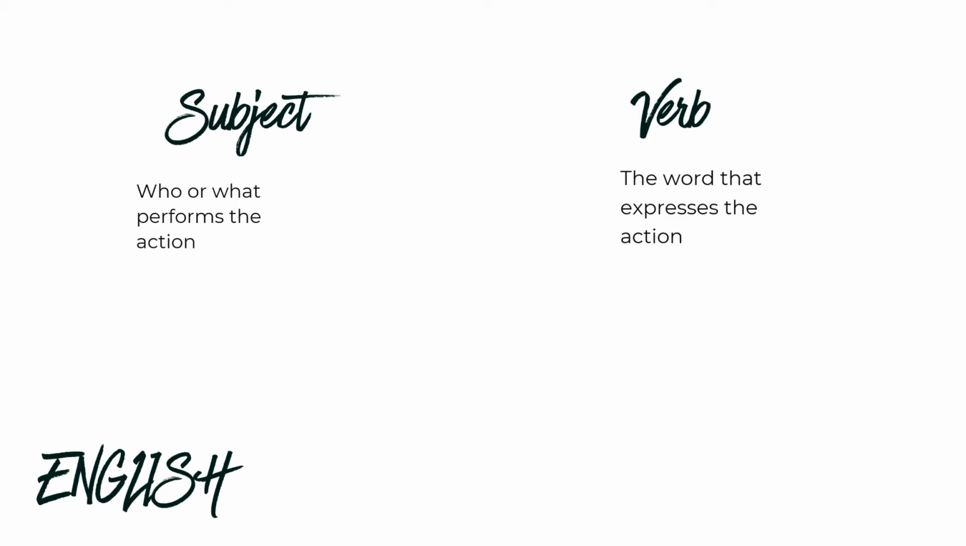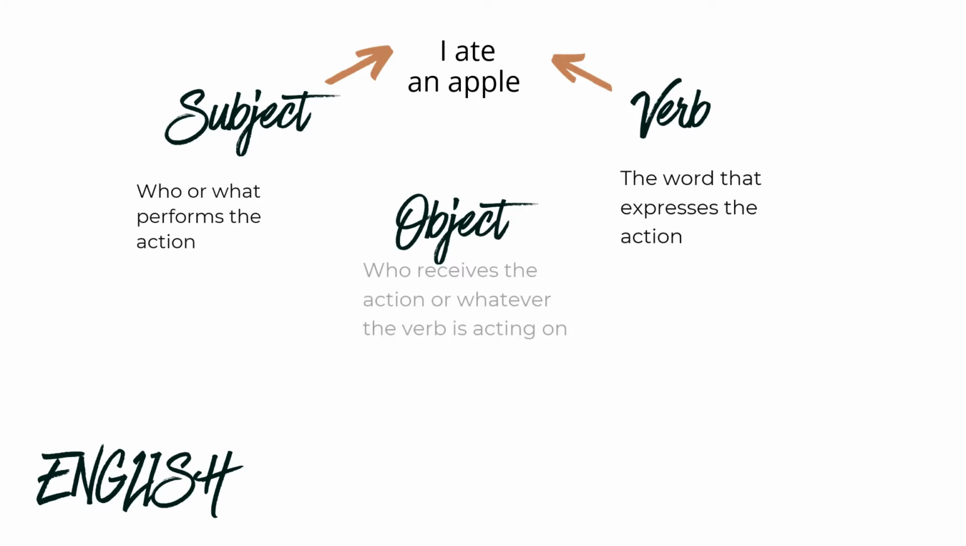So for example, if I ask you, what did you do today? And then you said, I ate. I there is going to be our subject and ate is going to be our verb. Now, let's have the example, I ate an apple. Notice that I added an apple, which is our object here, or the one who receives the action or whatever the verb is acting on. So now, our sentence doesn't just have a subject and a verb, but also an object.